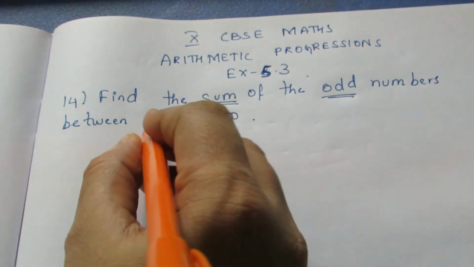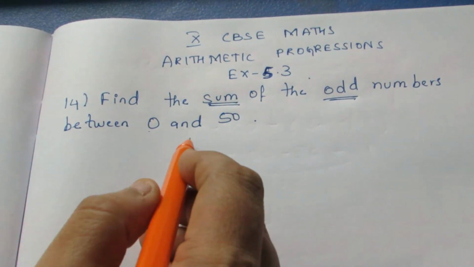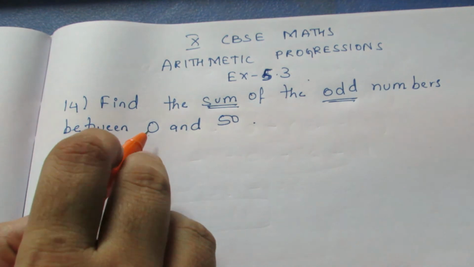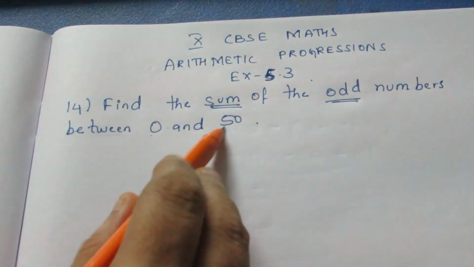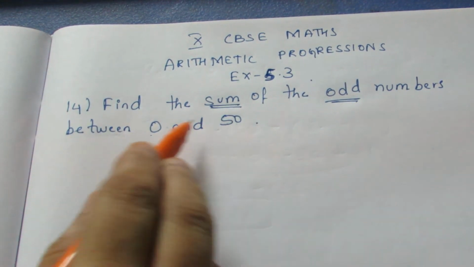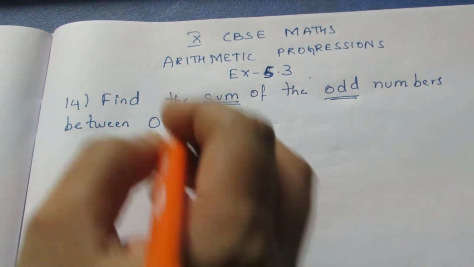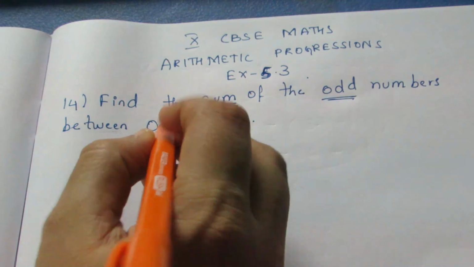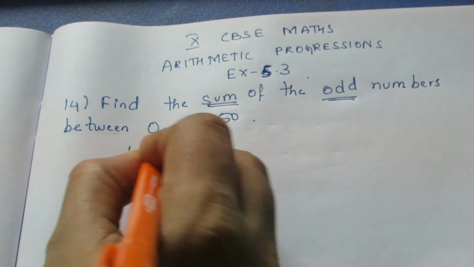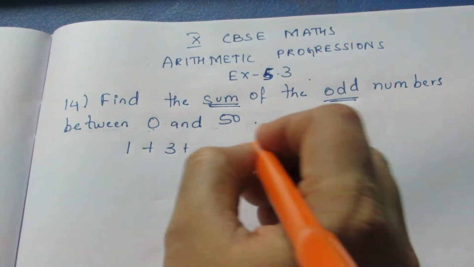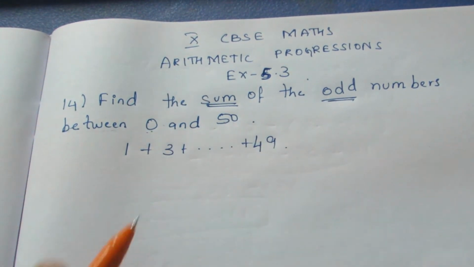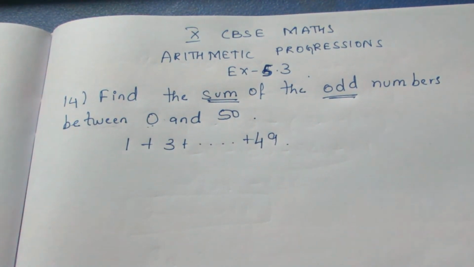So odd numbers between. In case it starts with an odd number, we can't take that odd number because it is between. Between means the number should be in between these two numbers. Leaving these two, the number should be in between. So the next odd number after 0 is 1, then 3, and it goes on till 49. Before 50, the odd number will be 49.